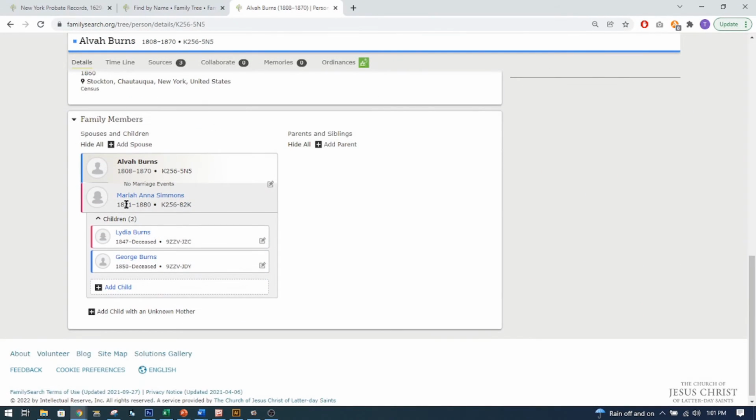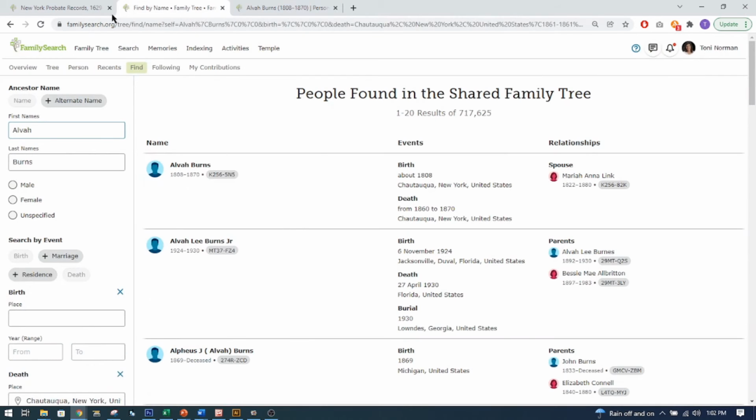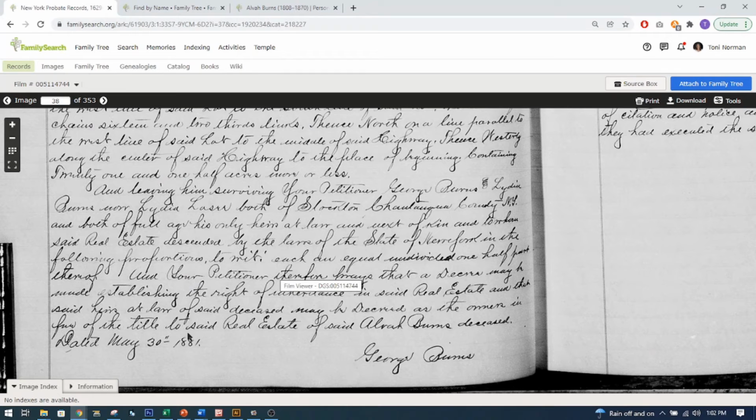Well, his wife is Mariah. Now it says she died in 1880. She should be an heir also, but she wasn't listed. But the children are Lydia and George Burns. And in 1861, he would only be... oh, this is dated 1881.